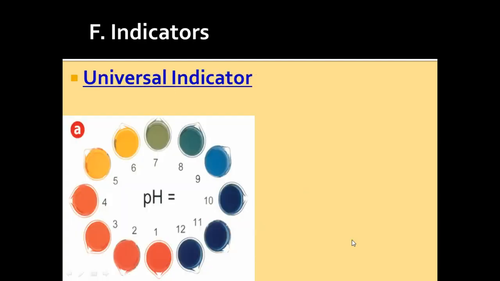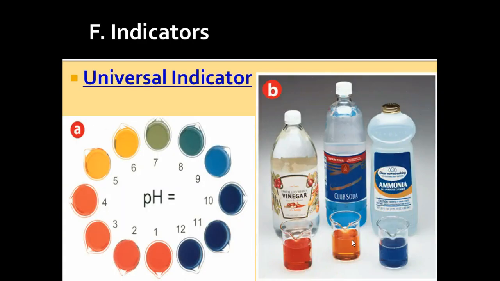And then we have universal indicators, which are indicators that turn a separate color for each different pH. So the cool thing about this one is that each pH has its own color. If you put this universal indicator in some liquid, it will change to the color of its pH, and you can tell exactly what pH it is.